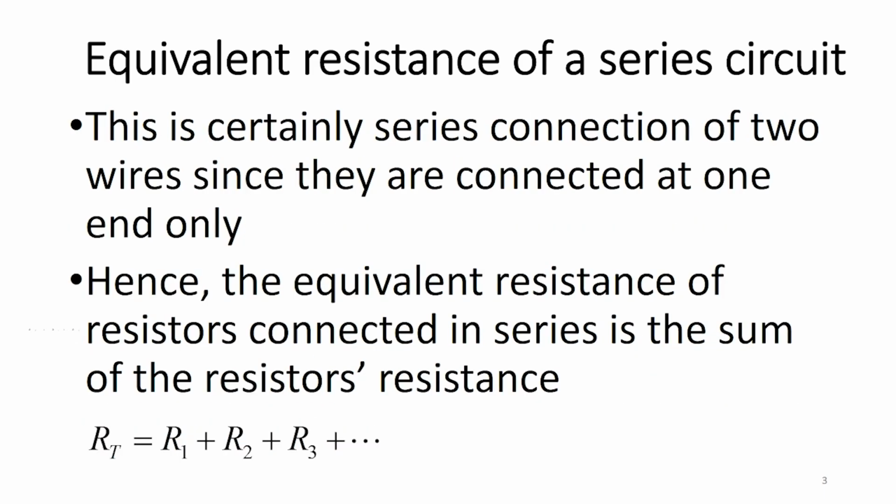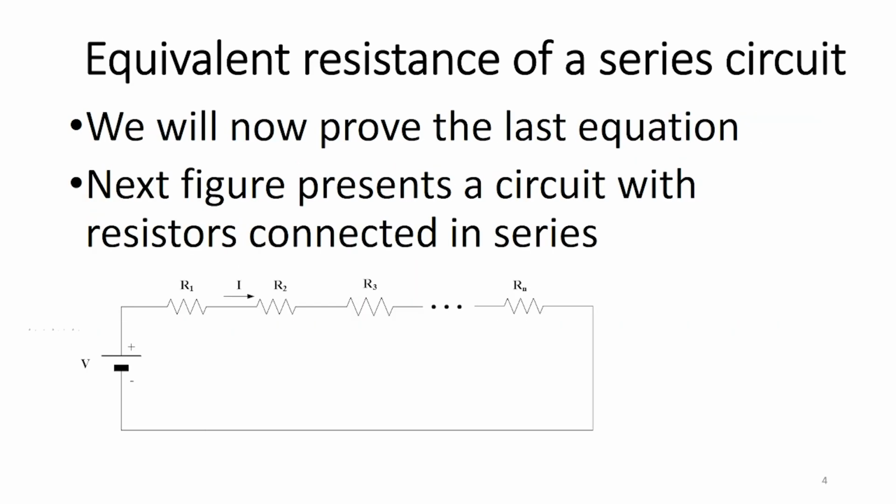This is certainly a series connection of two wires since they are connected at one end only. Hence, the equivalent resistance of resistors connected in series is the sum of the resistors' resistance. RT equals R1 plus R2 plus R3 plus all other resistors in the circuit. We will now prove the last equation.